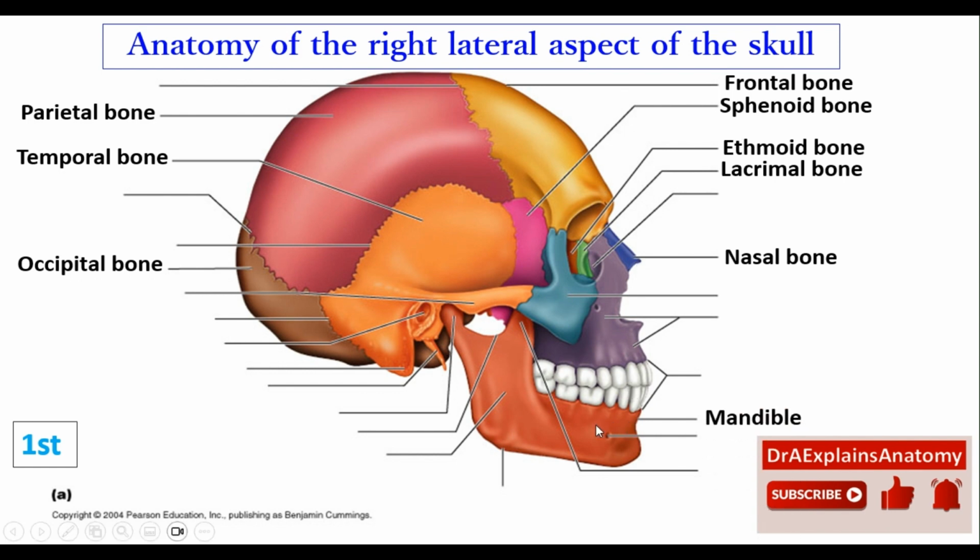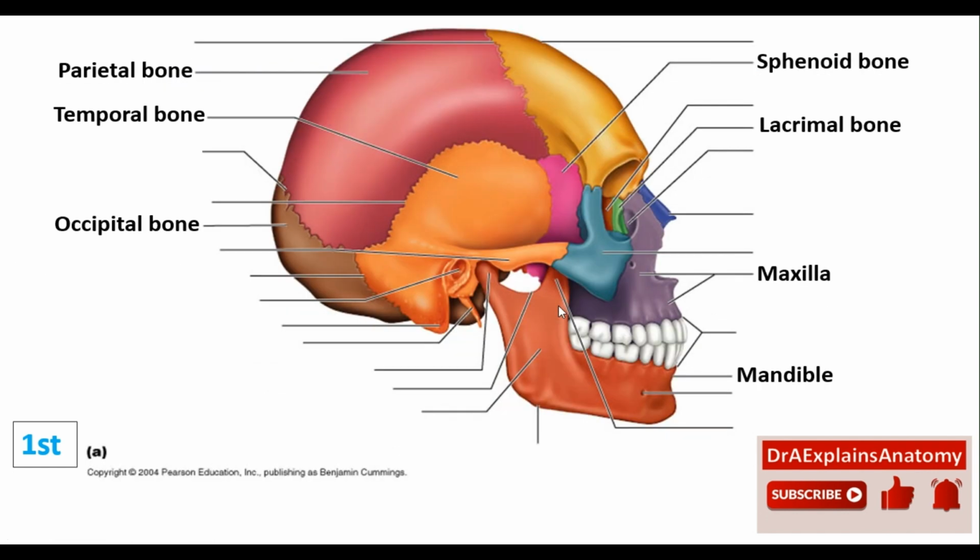This is the mandible. We have one mandible as one bone. This is the maxilla. We have 2 maxilla. The maxilla holds the teeth of the upper jaw, whereas the mandible holds the teeth of the lower jaw. We have the zygomatic bone. We have 2 zygomatic bones.